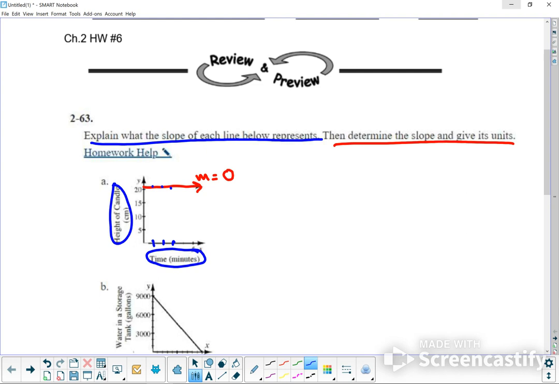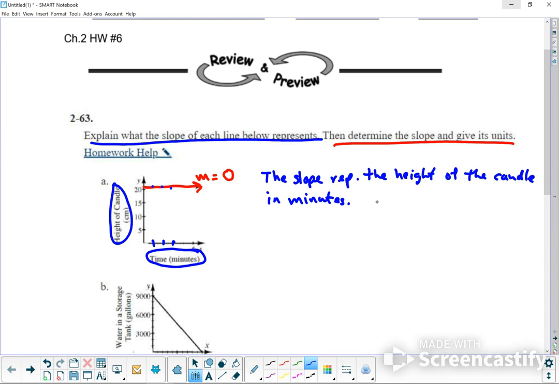So we'll say the slope represents the height of the candle in minutes. Okay.